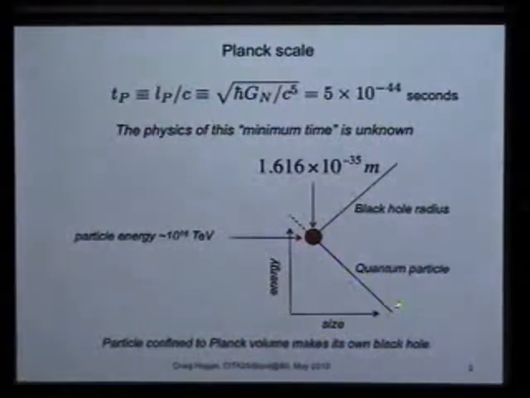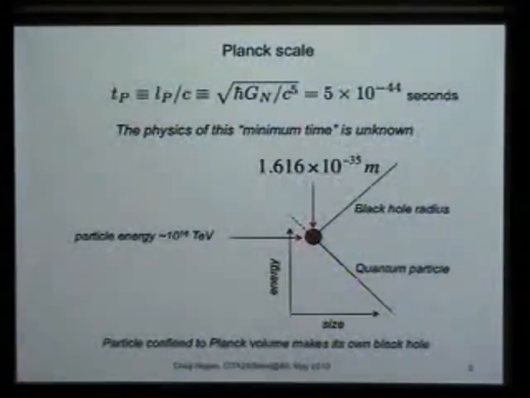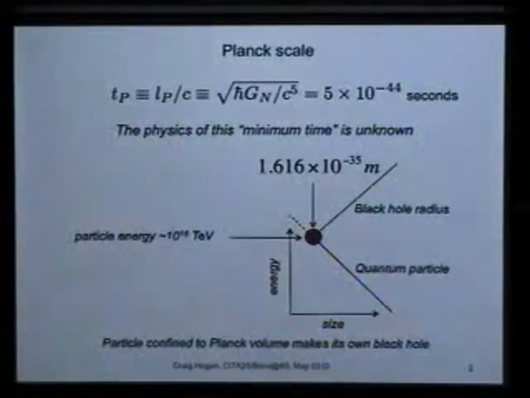If you take a quantum particle and apply its energy versus its size, the smaller it gets, the higher its energy. And if you take a black hole, the opposite is true. The smaller a black hole gets, the smaller its mass is. And they run together at the Planck scale. You can do that in time or length or energy. If you do it in energy units, it's 10 to the 16 TeV, so it's 16 orders of magnitude higher energy than you can reach with a particle accelerator. So it seems rather inaccessible experimentally.